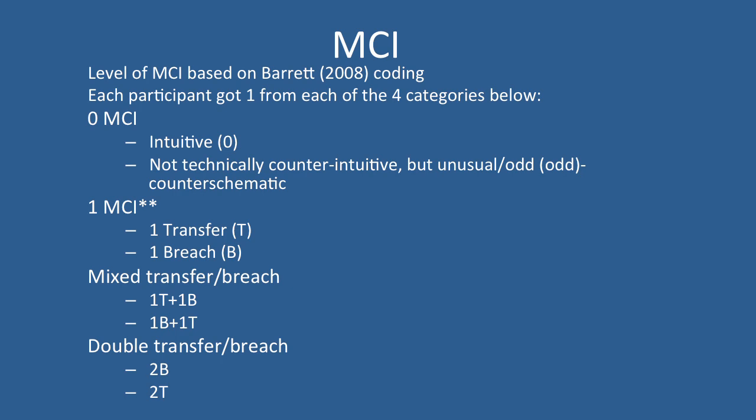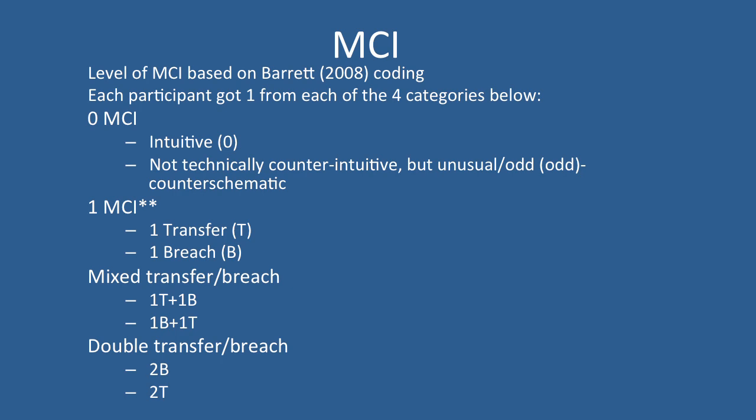So for an MCI score of 0, I used just basic, intuitive stories, nothing odd about them at all. But then I also used stories that were not technically counterintuitive, but were counter-schematic, so things that were really odd, but true. And for my minimally counterintuitive, I used a story that contained 1 transfer or 1 breach. Each of these 2 levels is what I would compare between subjects. These 4 is what each participant had.